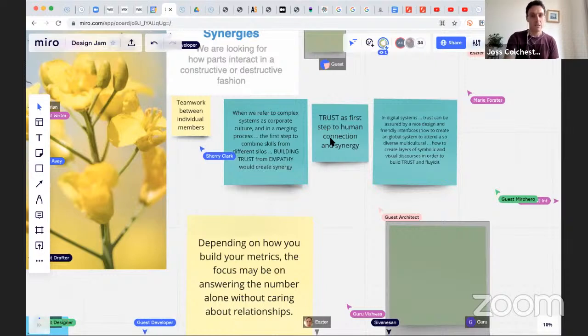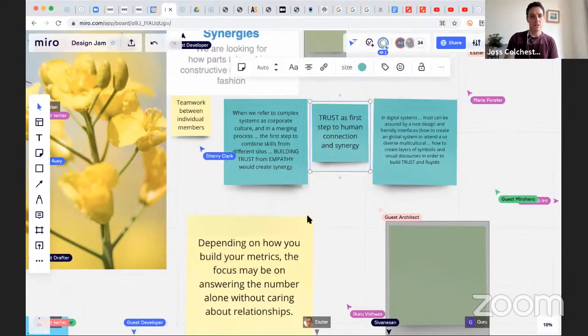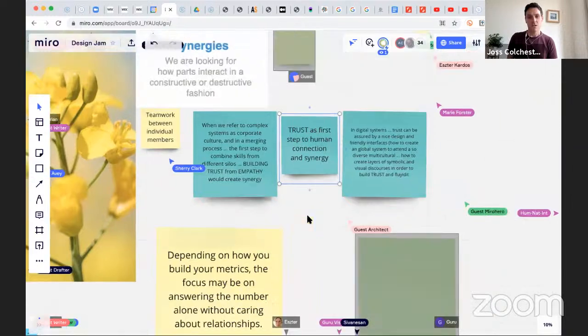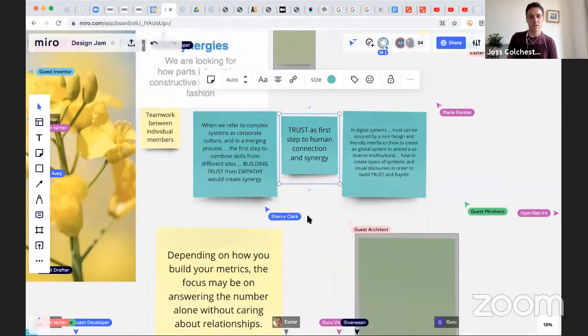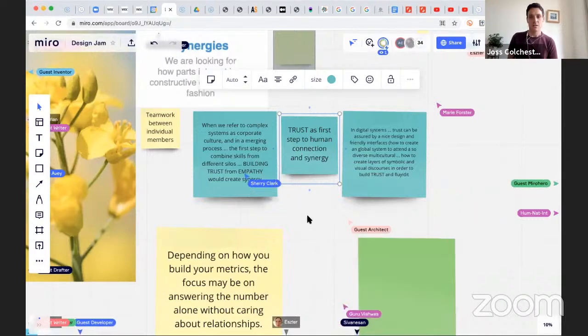I think this is an interesting question. Trust. Can we design trust? Trust is the first step to human connection and synergy. Anybody want to talk on that?